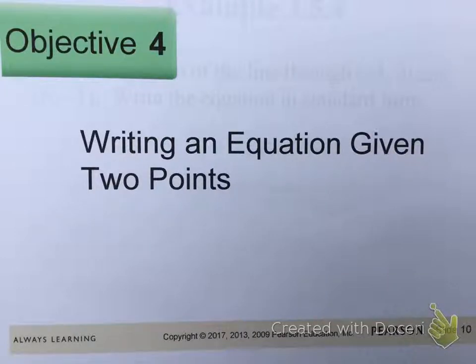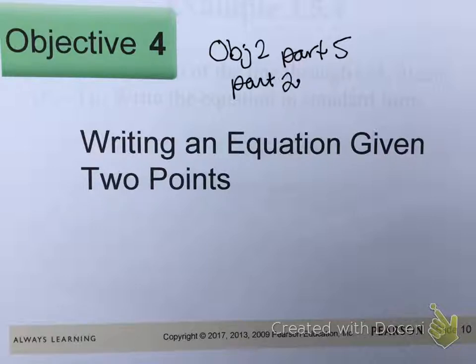All right, guys, this is just a reminder that this is Objective 2, Part 5 of the Alex homework. And this is the second portion, so this is Part 2 of a two-part video. The first video is already available. If you haven't watched that one yet, definitely watch it because I go into detail about writing an equation of a line using point-slope form. So now we're on writing an equation given 2 points.